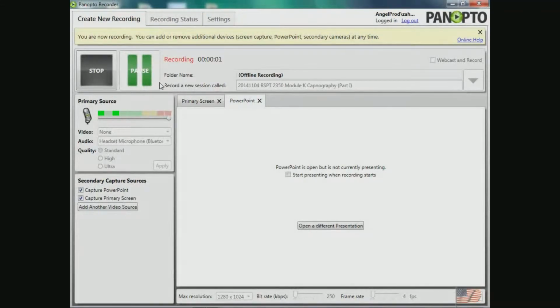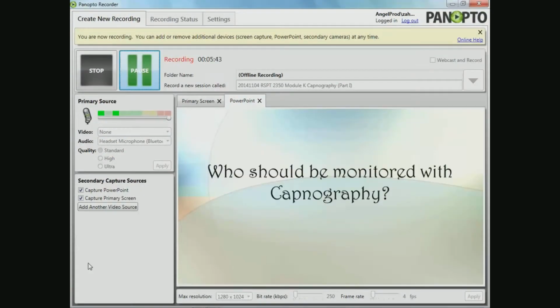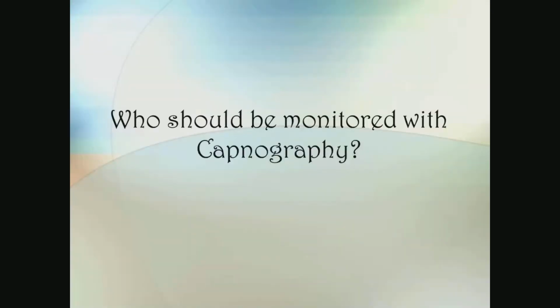That exact question. I was not listening. And this is my problem how? I don't take it personally, no. Amanda. Who should be monitored with capnography?